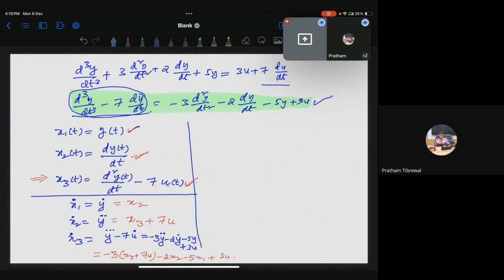So now we have the equations. X1 dot equals X2. X2 dot is equivalent to X3 plus 7U. X3 dot is equivalent to minus 5X1 minus 2X2 minus 3X3. What is the last one? Minus 21 plus 3, minus 18U. Is this clear?